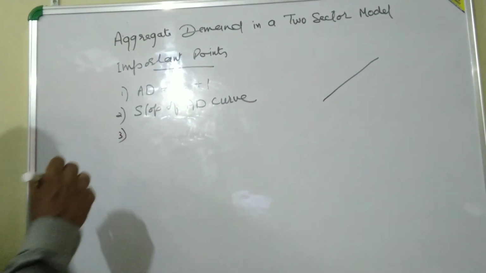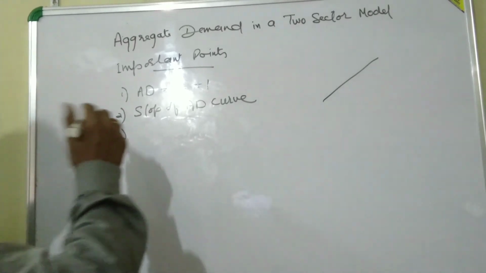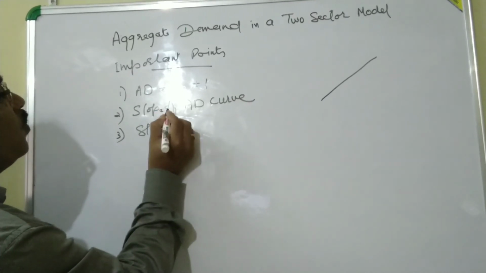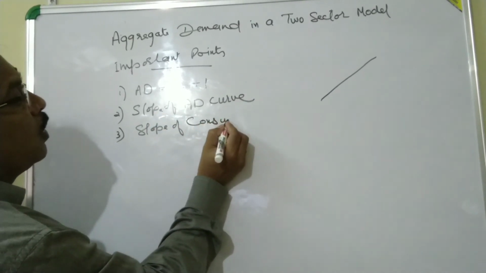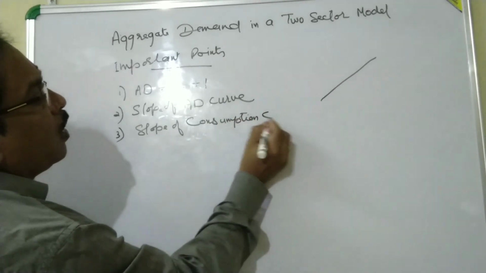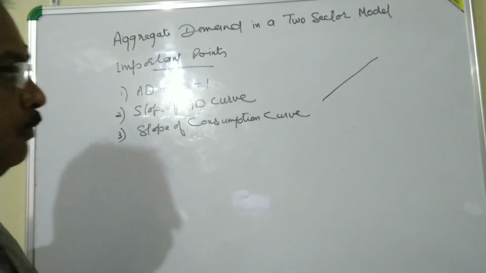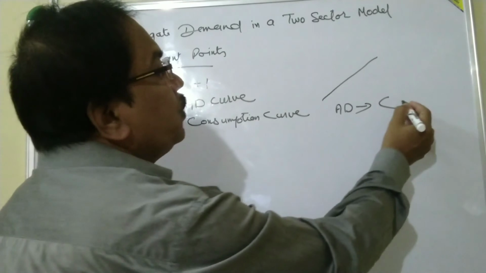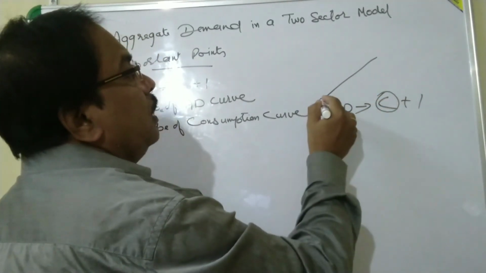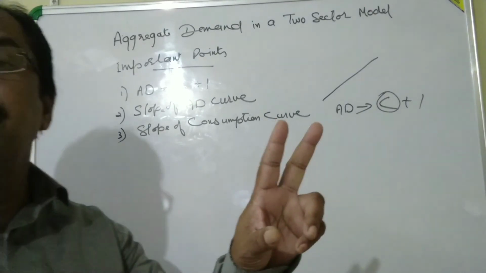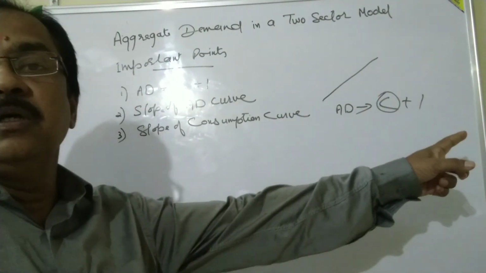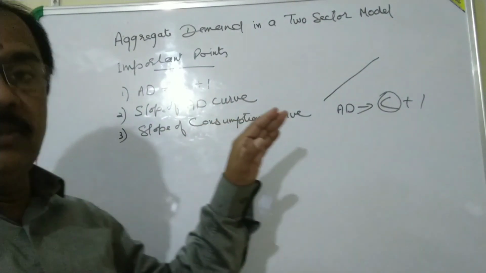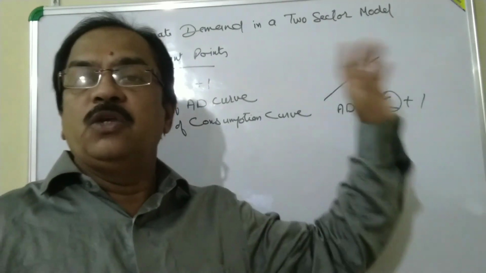Then the third thing we have to see is the slope of the consumption curve. We have seen that AD has two components: one is consumption, the other is investment. So we can say the consumption curve is also increasing. As income increases, consumption also increases. That is what it means.